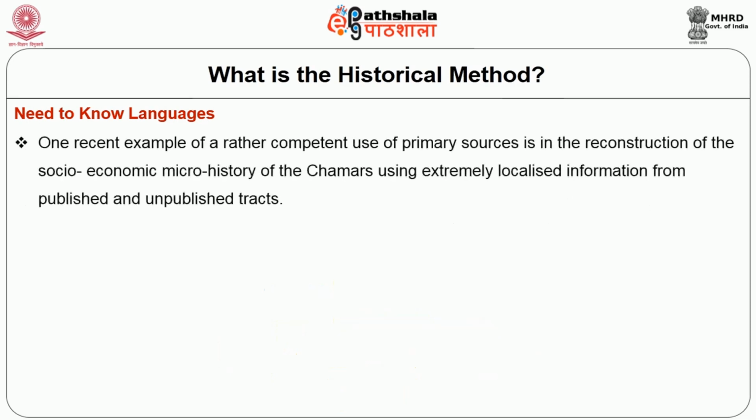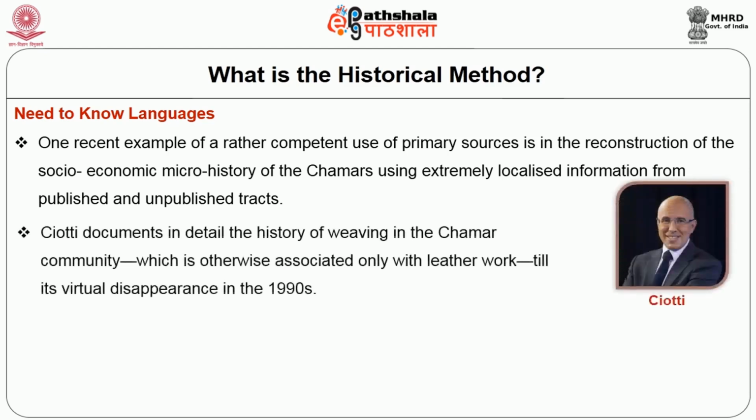One recent example of a rather competent use of primary sources is in the reconstruction of the socio-economic microhistory of the Chamars using extremely localized information from published and unpublished tracts. Here, the author documents in detail the history of weaving in the Chamar community, which is otherwise associated only with leather work till its virtual disappearance in the 1990s.